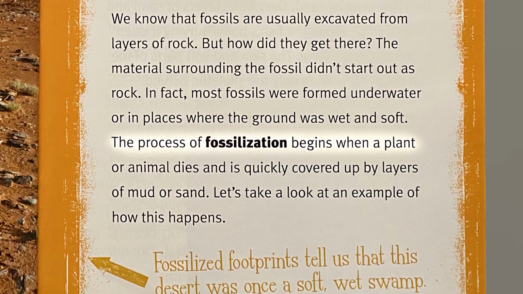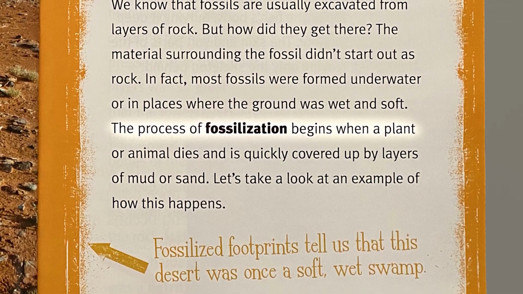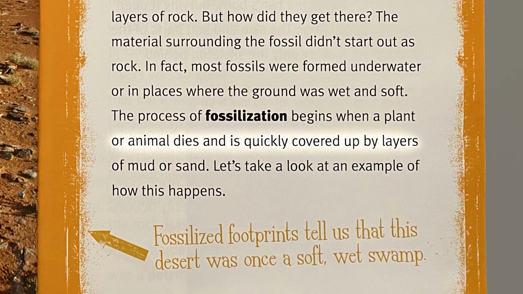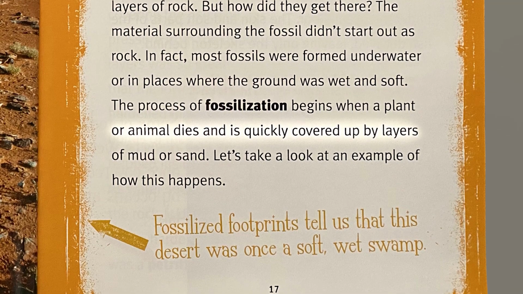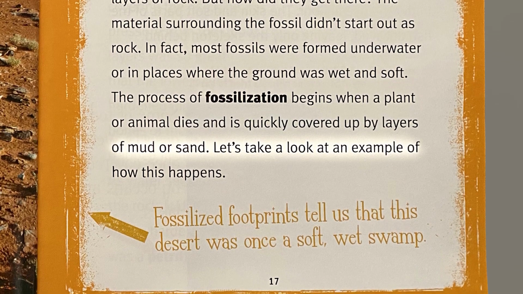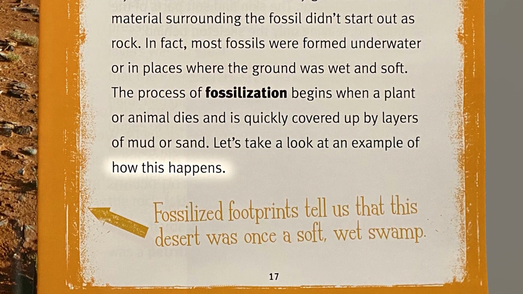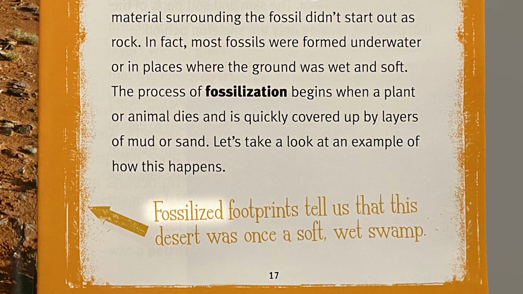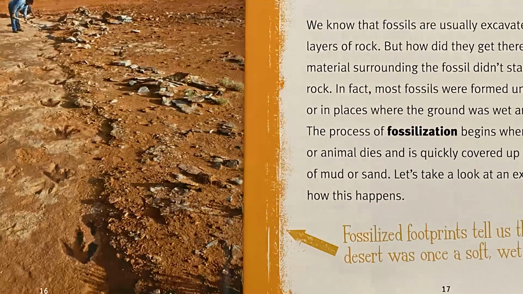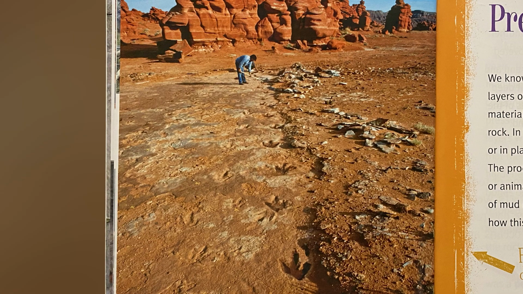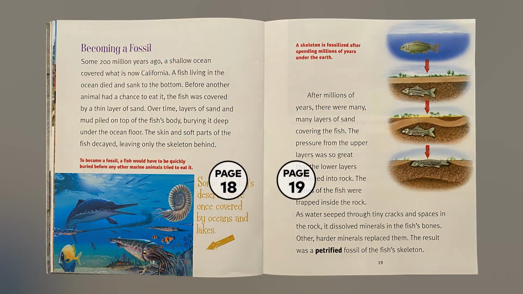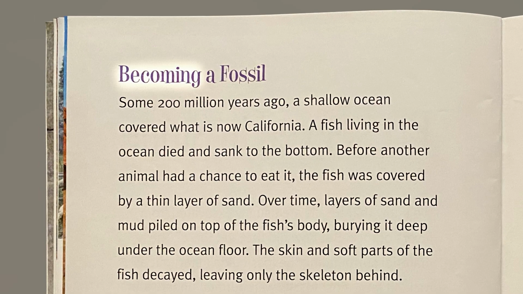The process of fossilization begins when a plant or animal dies and is quickly covered up by layers of mud or sand. Let's take a look at an example of how this happens. Fossilized footprints tell us that this desert was once a soft, wet swamp. Becoming a fossil.